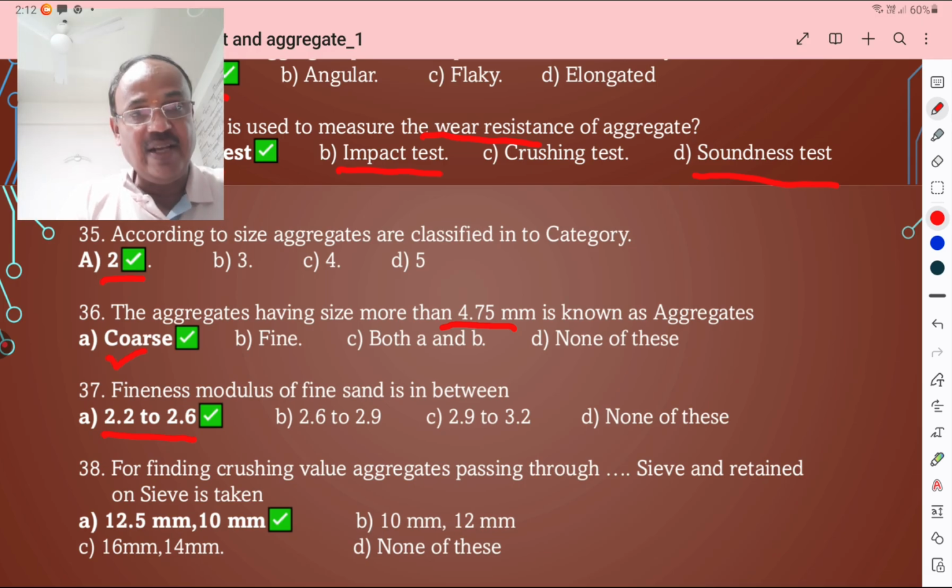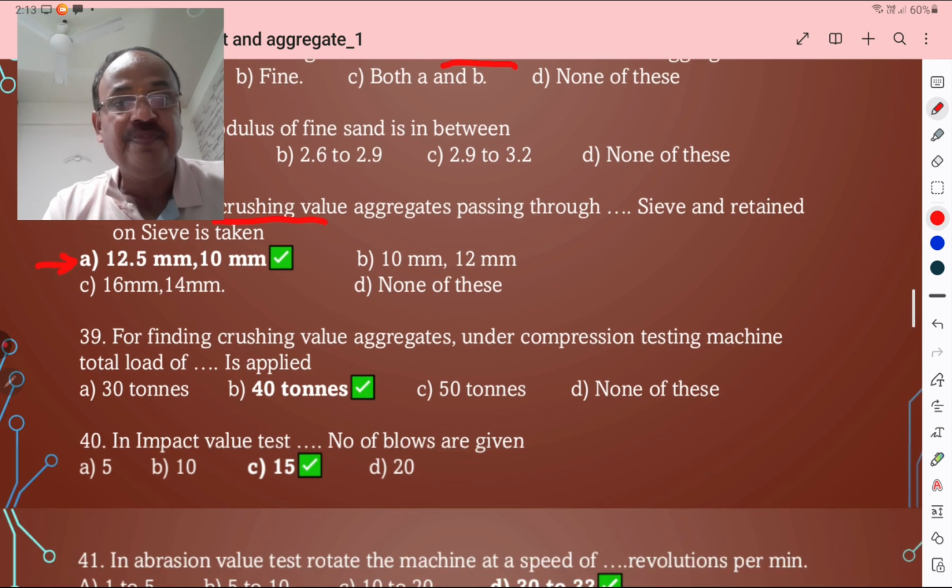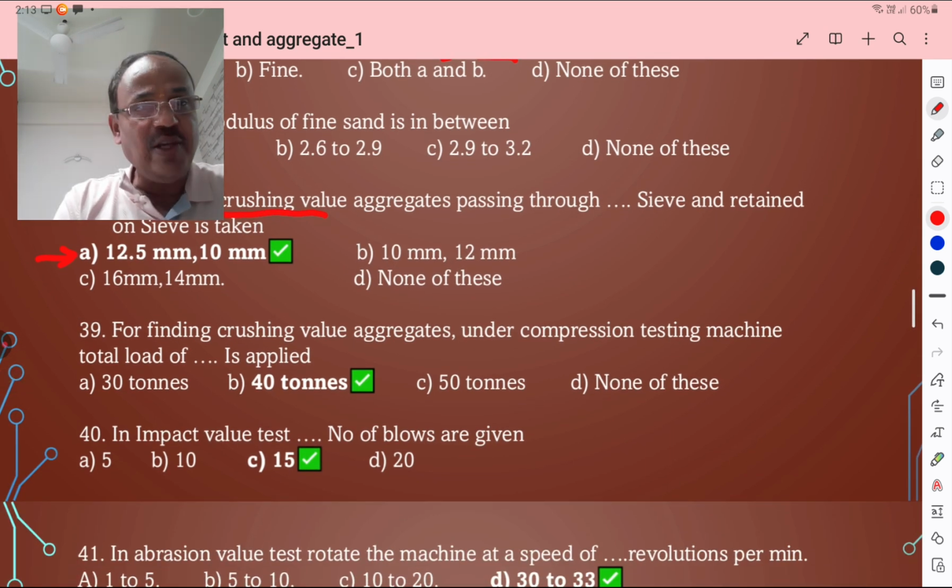For finding crushing value of aggregate, the aggregate passing through 12.5 mm sieve and retained on 10 mm sieve is taken. For crushing value, the sample passing through the 12.5 mm sieve and retained on the 10 mm sieve is used. For finding crushing value of aggregate under compression testing machine, total load of 40 tons is applied. One must remember this 40 ton.